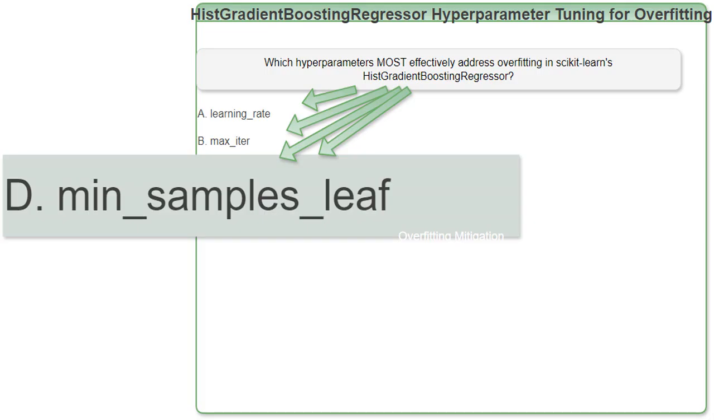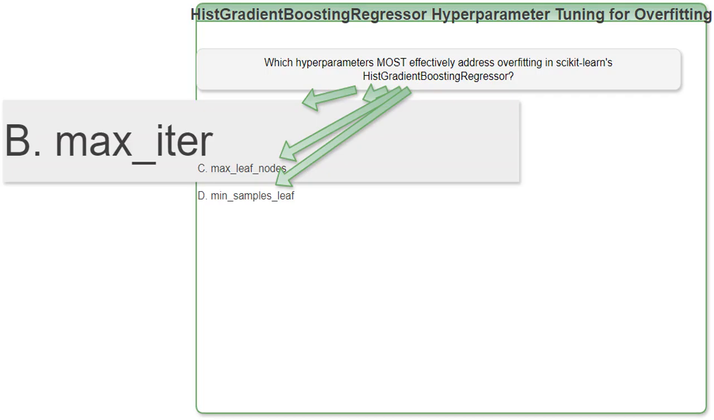This specifies the minimum number of samples at each leaf node. A higher value means each tree needs more data points at each leaf, forcing it to create simpler trees, making it less likely to overfit. It's like saying, don't make decisions based on tiny groups. Make sure you have enough data to be confident. This sets the maximum number of trees. While too many trees can lead to overfitting, it's not a direct control of the complexity of individual trees. Reducing it might help, but it's not the most direct solution. It's more of an indirect approach.